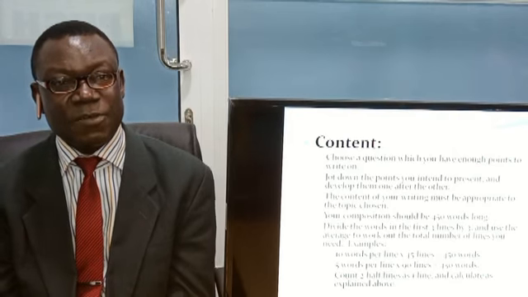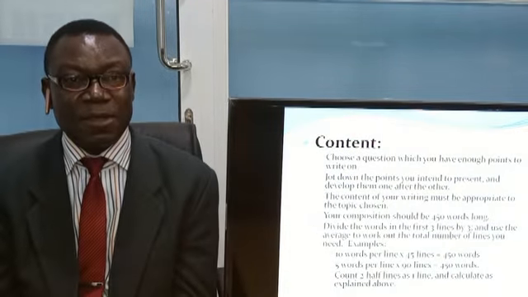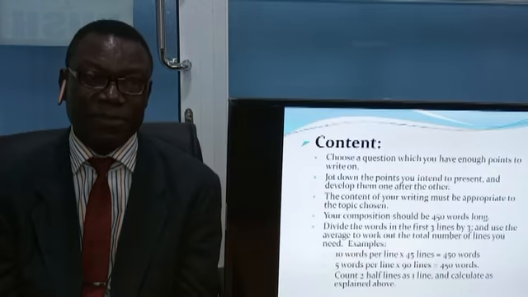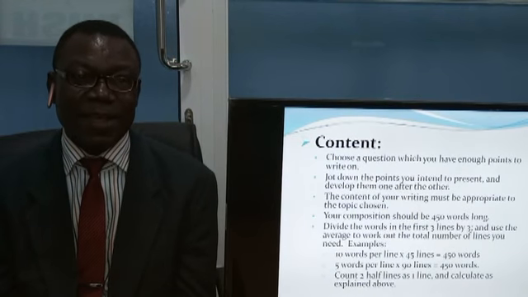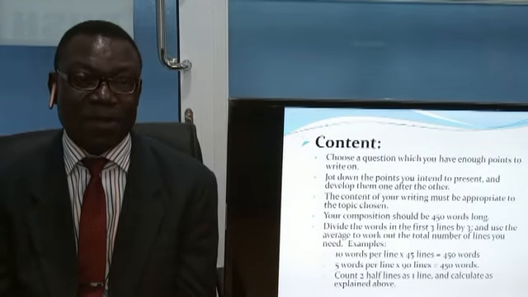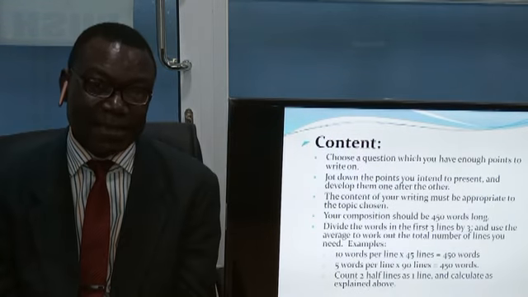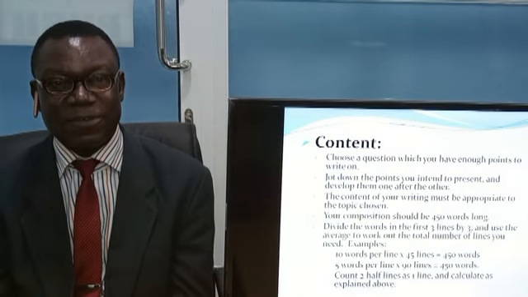If you have an average of 7 words per line, according to the size of your writing, you will need 65 lines to have 450 words. And if you have 5 words per line, which is unusual, for those who have very big writing, then you will need 90 lines to have 450 words.